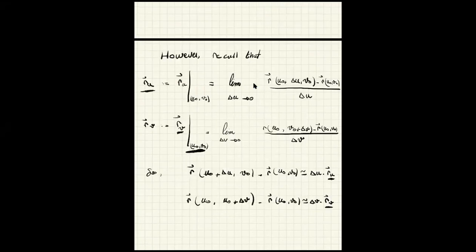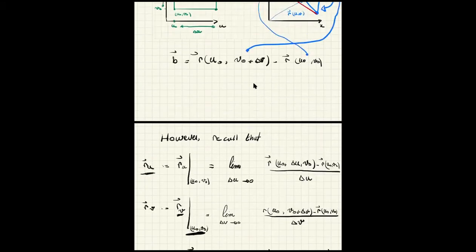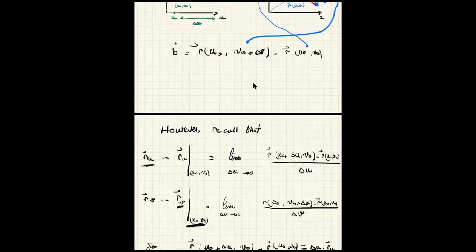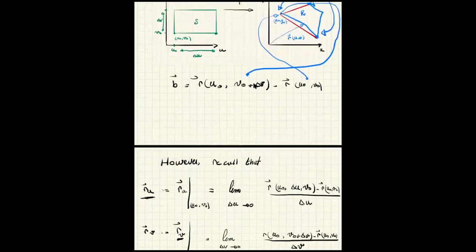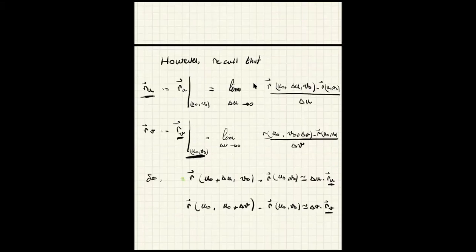So we have this formula here, right? But remember what this is equal to. Go back to A and B. This is exactly equal to A, and this is exactly equal to B.